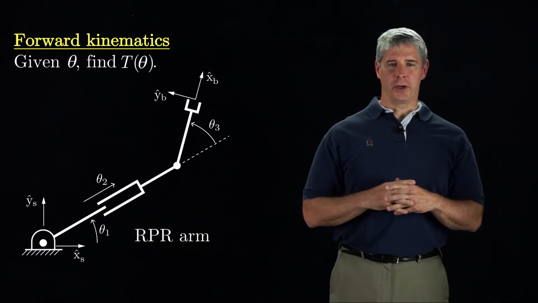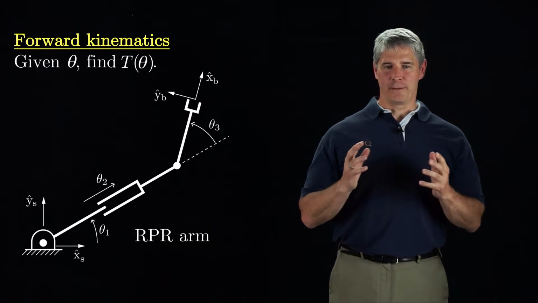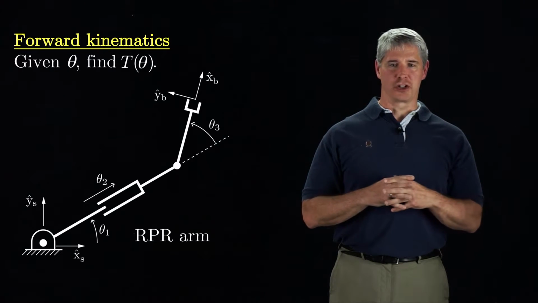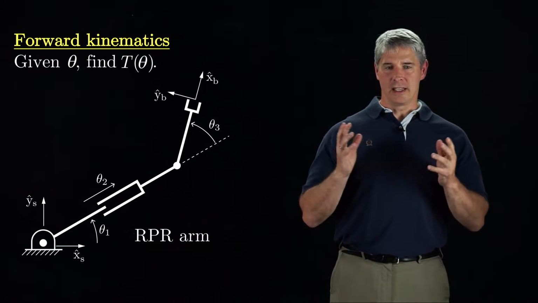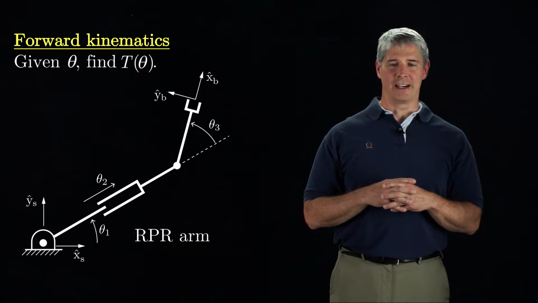In the previous video, we derived the product of exponentials formula to calculate T(theta), the configuration of the end-effector frame B relative to the fixed space frame S when we're given the joint positions theta. In that formula, the joint screw axes are defined in the S frame fixed to the world. In this video, we derive an alternative version of the formula where the joint screw axes are defined in the B frame fixed to the end effector.